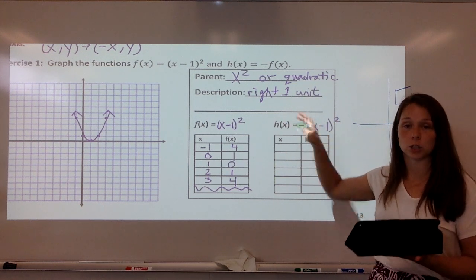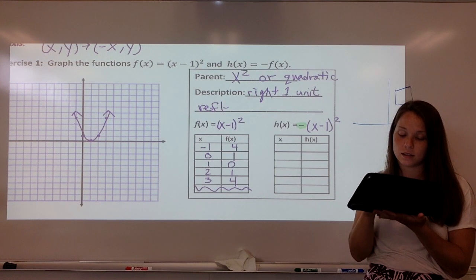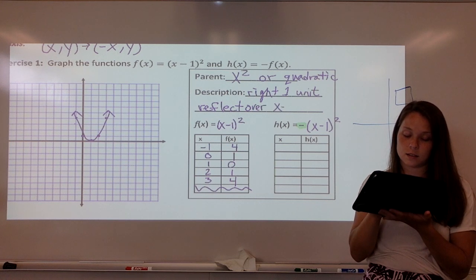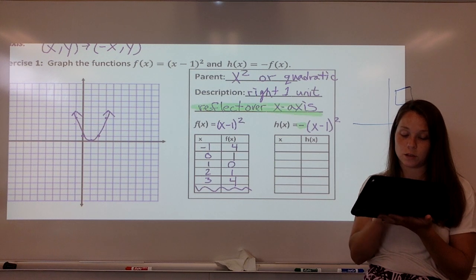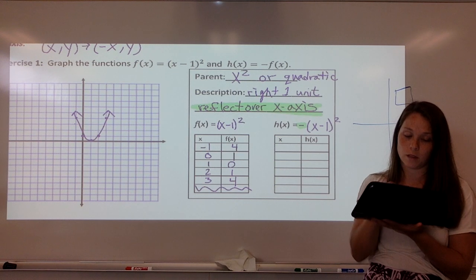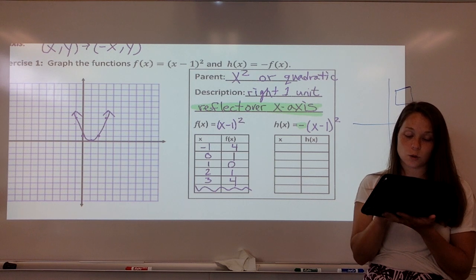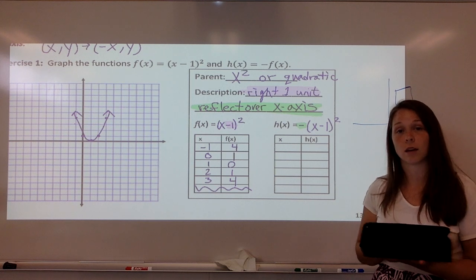So in the next part of our description, we are going to say reflect over the x-axis. And I know it's a reflection over the x-axis because of where that negative is located. And just to remind you, I know that it is to the right 1 unit because of where that minus 1 is located.